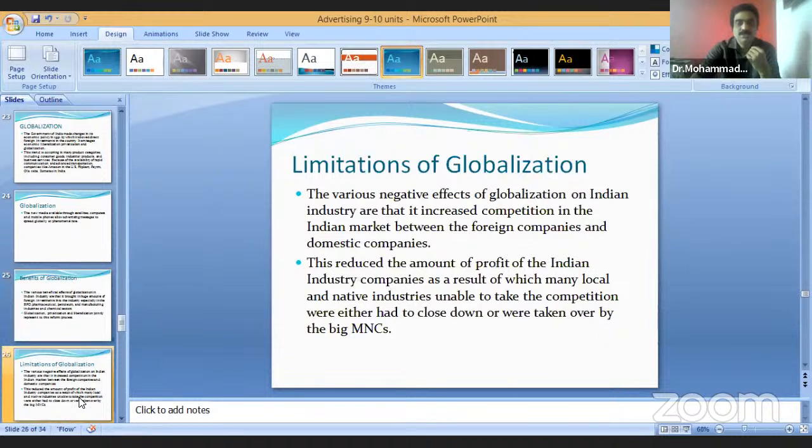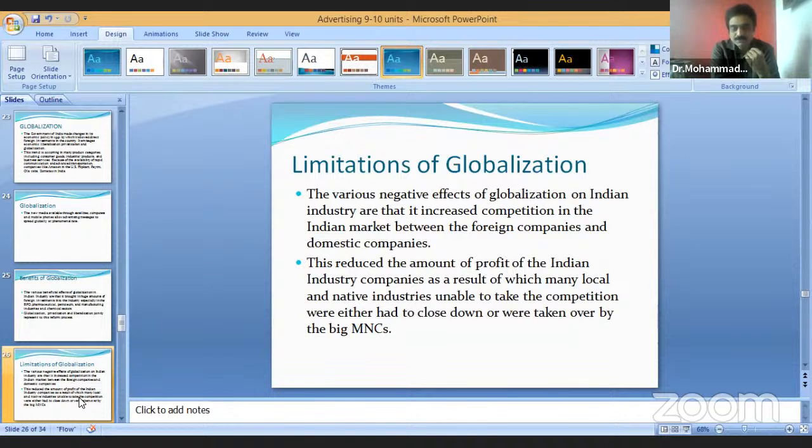So, what are the limitations? The various negative aspects of globalization on Indian industry are that it increases the competition in the Indian market between foreign companies and domestic companies. We are seeing that. Earlier, foreign products were manufactured at a low cost, so they would be at a low price. When we compare them to Indian products, they are available in the market at a very low price. So that sort of competition is created.